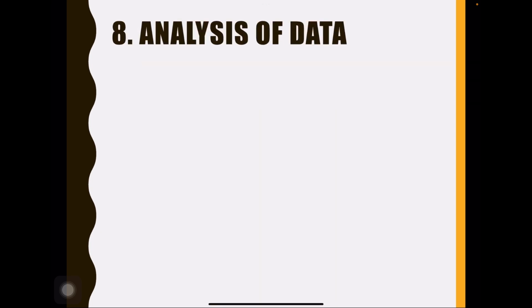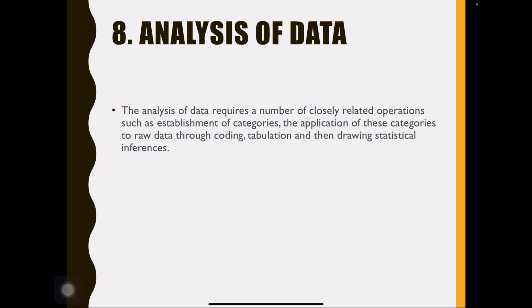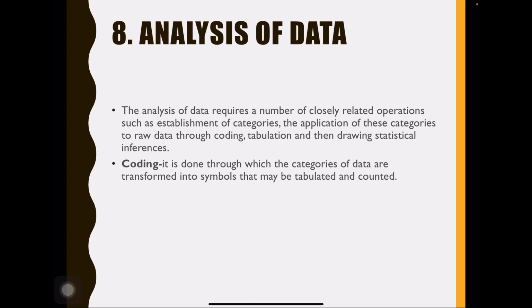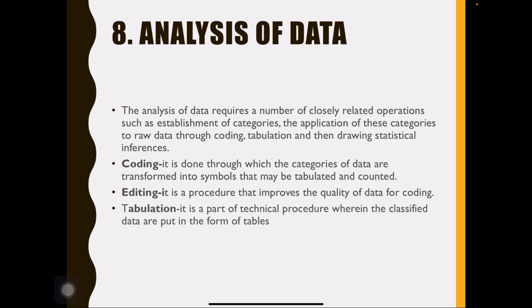8. Analysis of data. The analysis of data requires a number of closely related operations such as establishment of categories, the application of these categories to raw data through coding, tabulation, and then drawing statistical inferences. Coding. It is done through which categories of data are transformed into symbols that may be tabulated and counted. Editing. It is the procedure that improves the quality of data for coding. Tabulation. It is a part of technical procedure wherein the classified data are put in the form of tables.